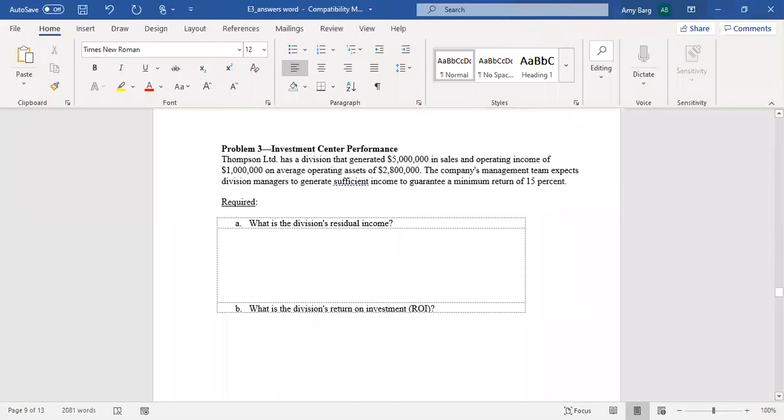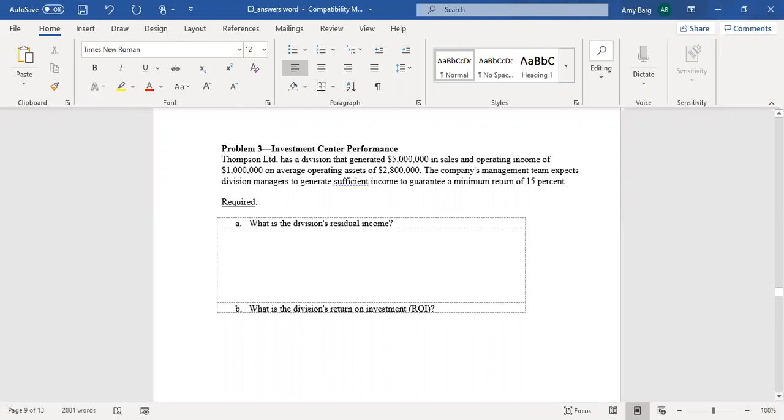Okay, so now we're going to talk about investment center performance. Thompson Limited has a division that generated $5 million in sales and operating income of $1 million on average, with average operating assets of $2.8 million, and the company's management team expects division managers to generate sufficient income to guarantee a minimum return of 15%. And it wants to know what the division's residual income is.